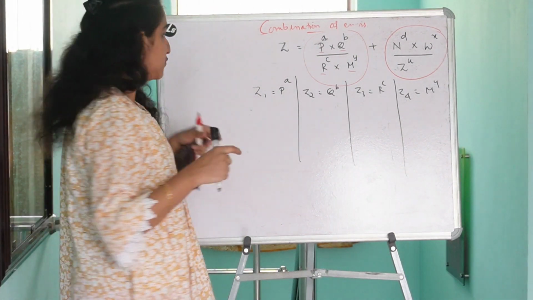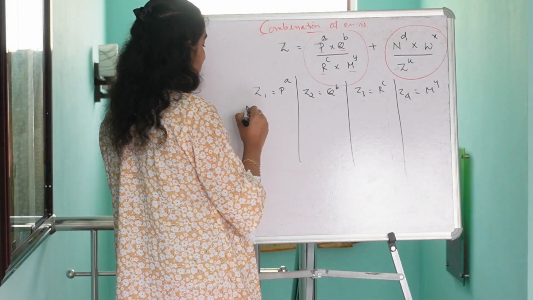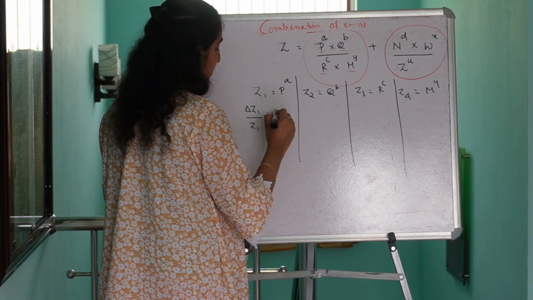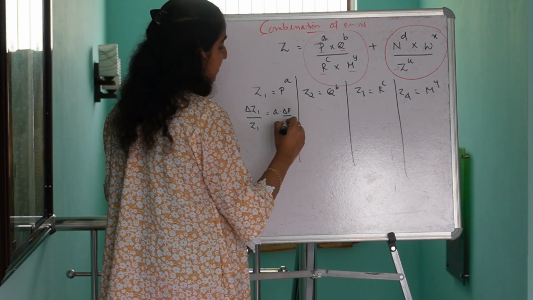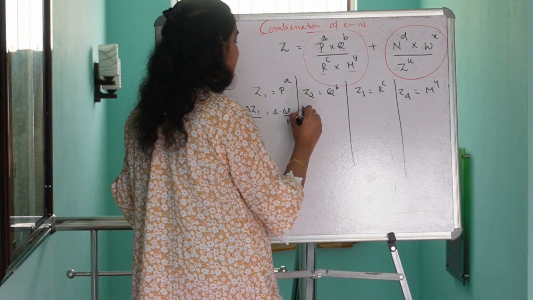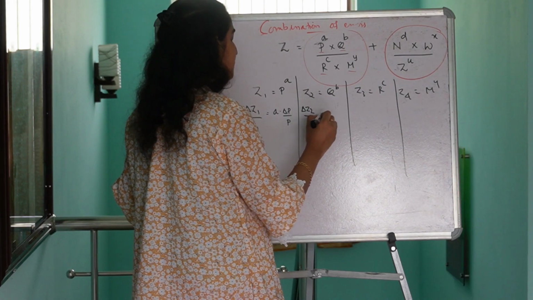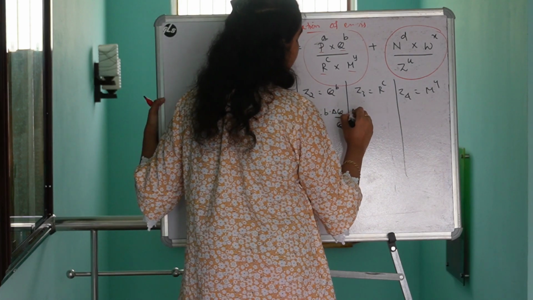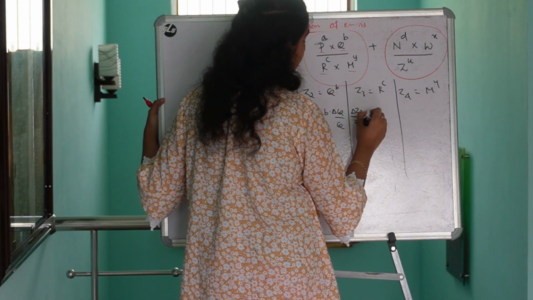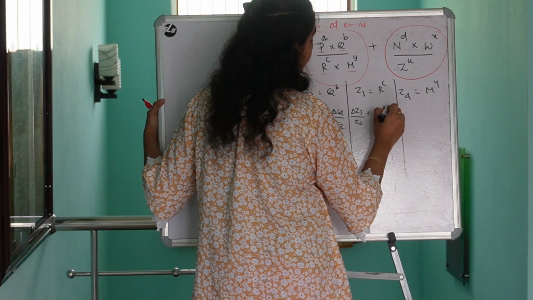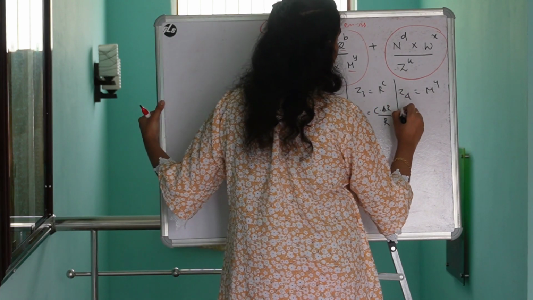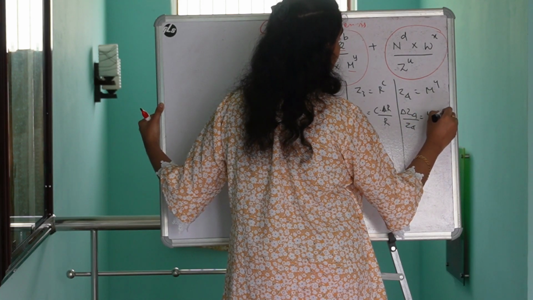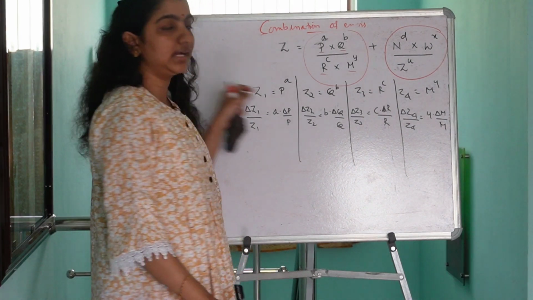Now the operation involved in each individual term is power. When the operation involved in the physical quantity is power, the relative error in the resultant is equal to the power into the relative error. So del Z1 by Z1 is a into del p by p, del Z2 by Z2 is b into del q by q, del Z3 by Z3 is c into del r by r, and del Z4 by Z4 is y into del m by m. Is it clear up to this?